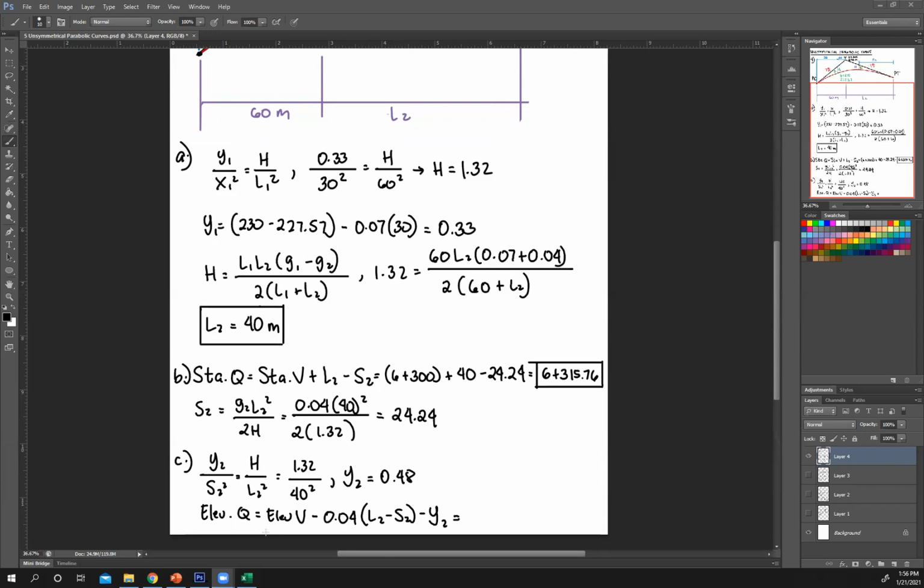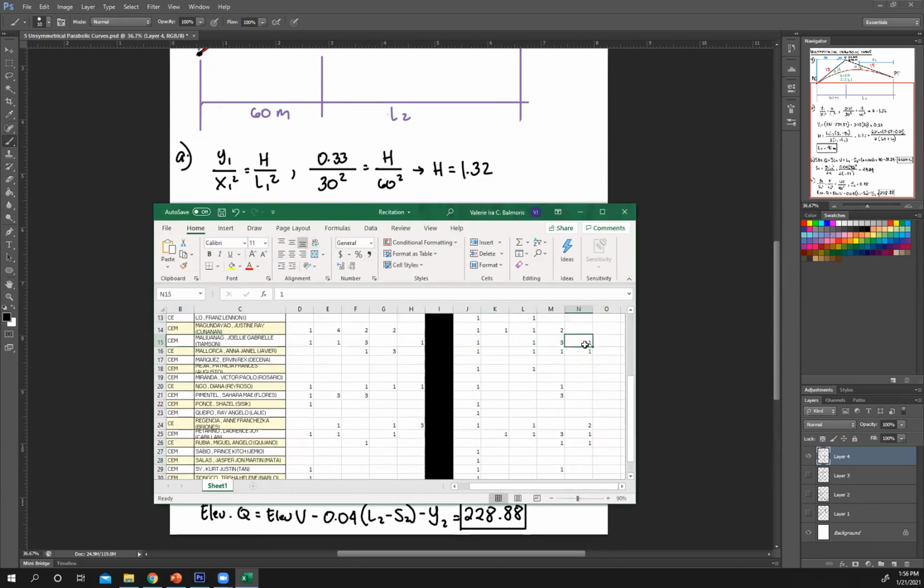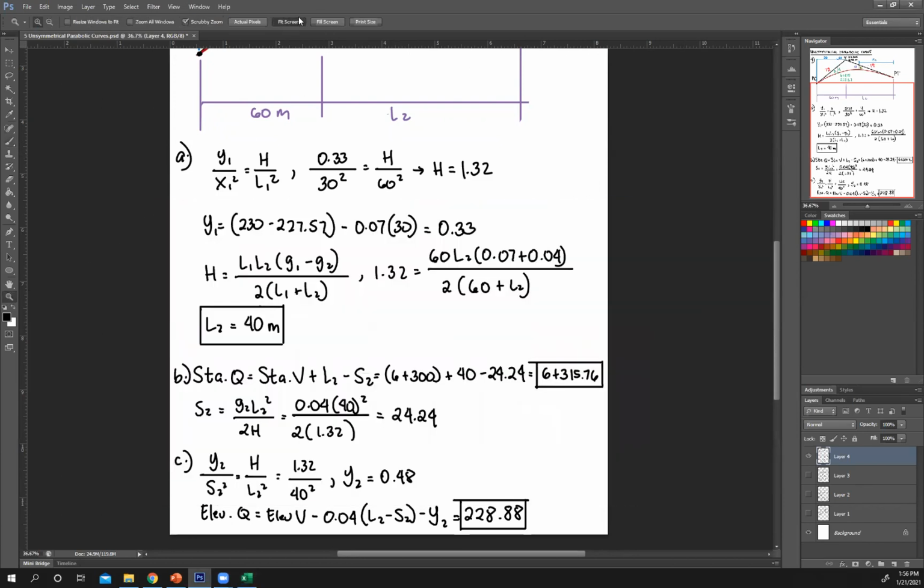Correct, 228.89, or if you didn't round off, it's 228.88. Again, this is taken if you didn't round off any of the values. Okay. So that's number 4.